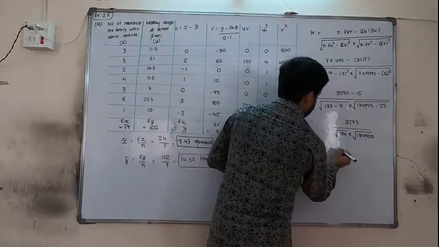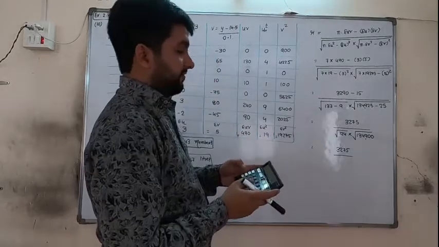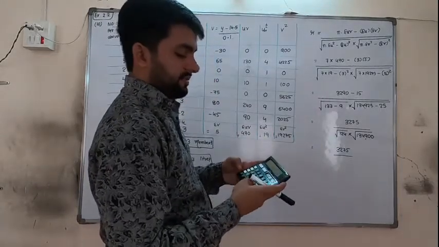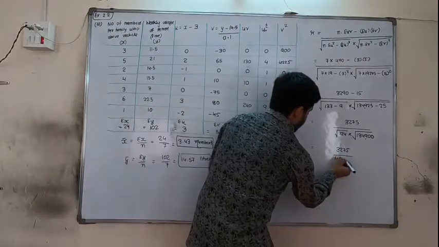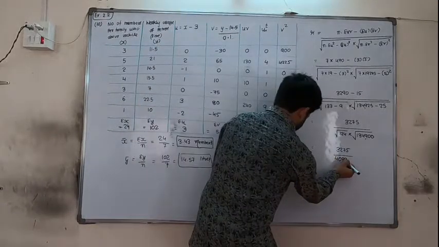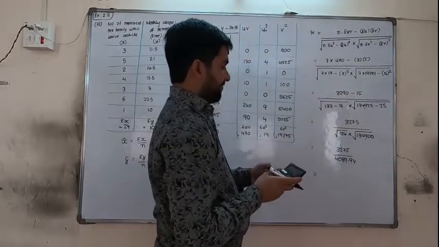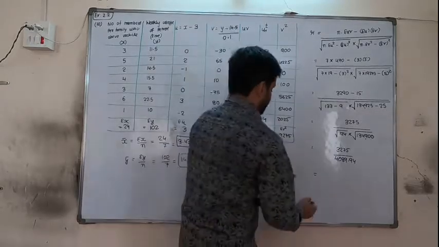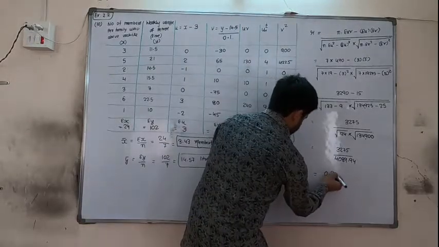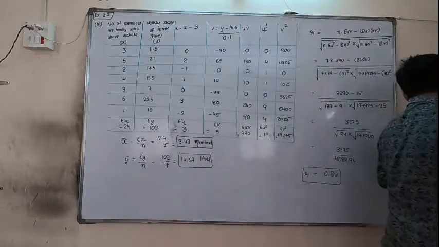Now 3275 divided by the square root of 124 into 1,34,900, which equals 4089.94. 3275 divided by 4089.94 is 0.80. The answer is 0.80.